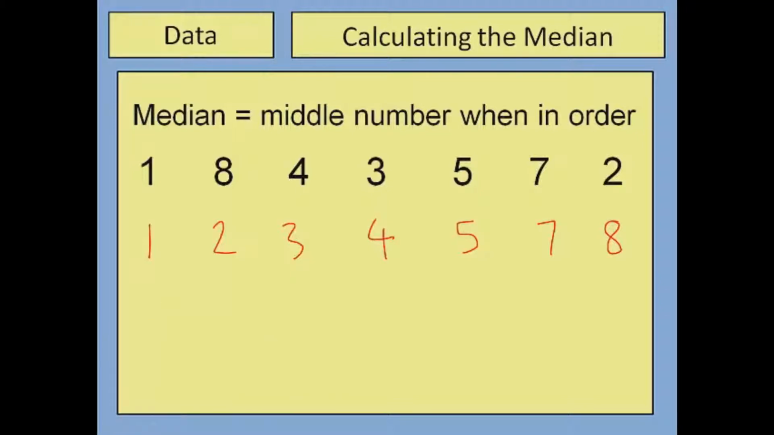To do this, you cross off pairs of numbers, the smallest and the biggest. So the smallest is 1 and the largest here is 8, you cross those two off as a pair. Then you cross off 2 and 7 as a pair, they're the next smallest and the next biggest. And then you cross off the next two, which are 3 and 5, and you're left with a middle number, which happens to be the answer. So the median for this question equals 4.